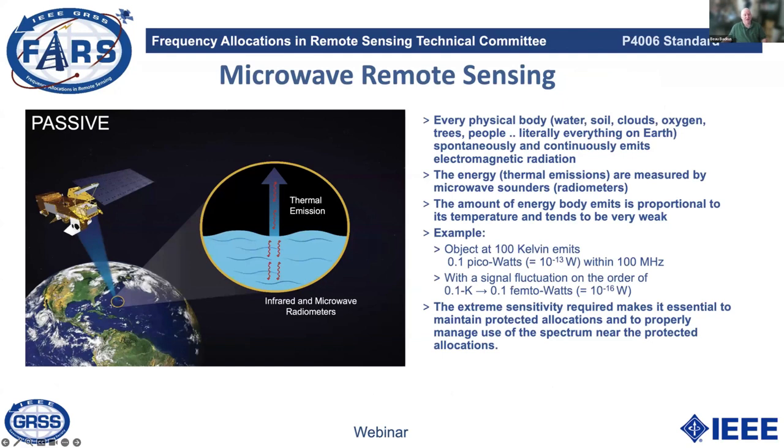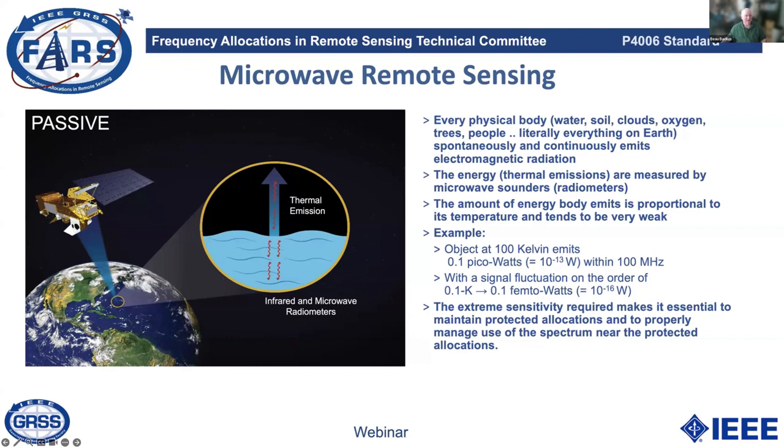So let's start off with a little bit about what microwave remote sensing is. Microwave remote sensing basically comes from the idea that every physical body, the water, soil, basically everything on Earth, emits electromagnetic radiation. And this energy can be measured in space by microwave sounders or radiometers. The amount of energy is very weak. It's measured in tenths of a picowatt. And that extreme sensitivity is what makes it particularly vulnerable, and it makes it that much more essential to maintain the protected allocations.